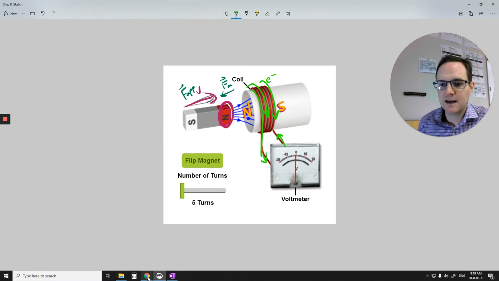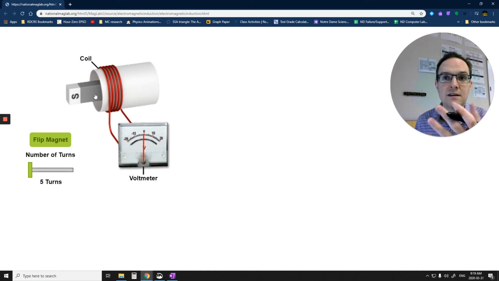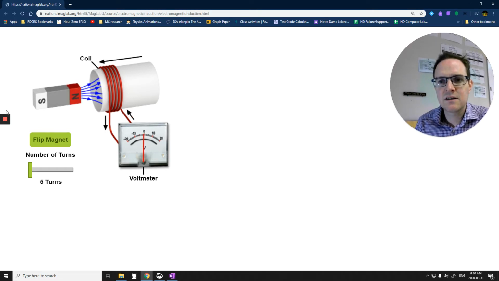Now, what's going to happen on the application is it's probably going to be conventional flow. So if I move this in, rather than coming out down here, downwards, it's probably going to show an arrow going upwards instead. Let's just see. Yeah, so they're showing conventional current. This is the National MagLab. They're from the United States, so they still teach conventional current, but they do know electrons flow down in the States. Now, when I move it out, you can see that the current goes the opposite direction.